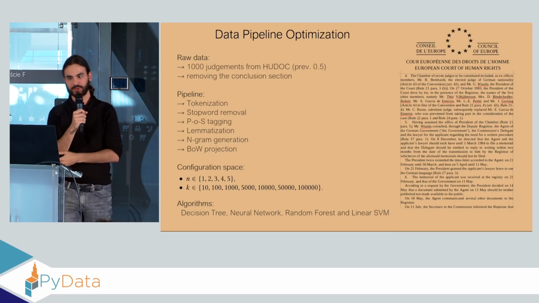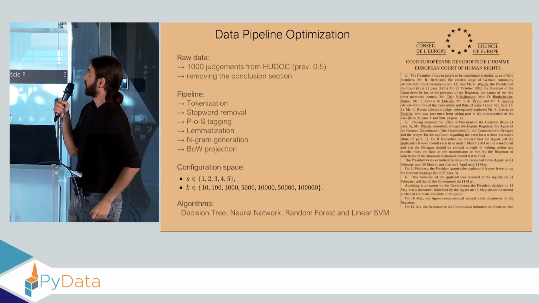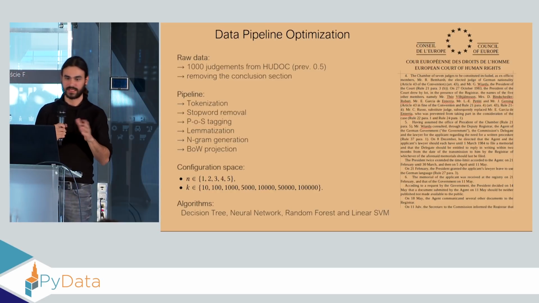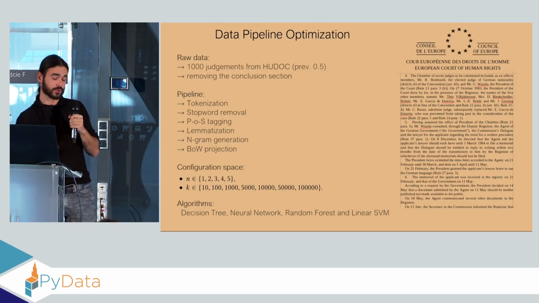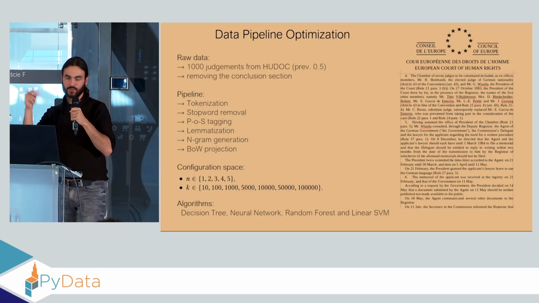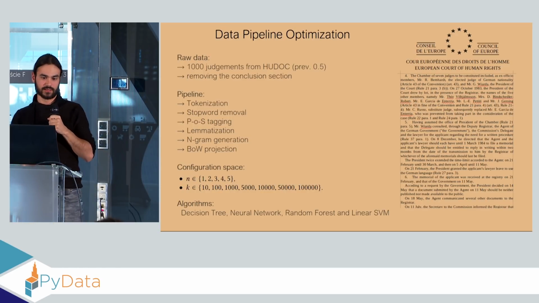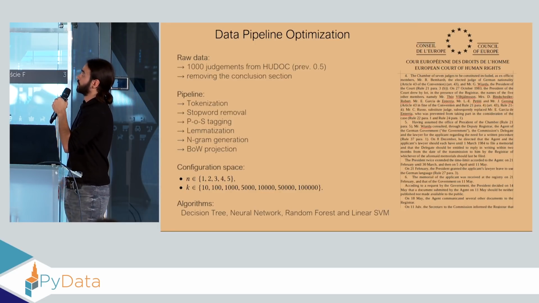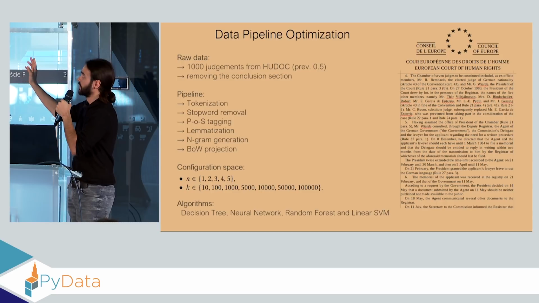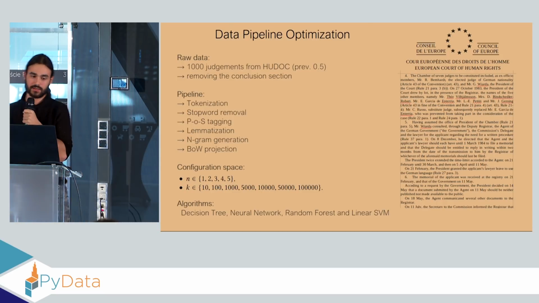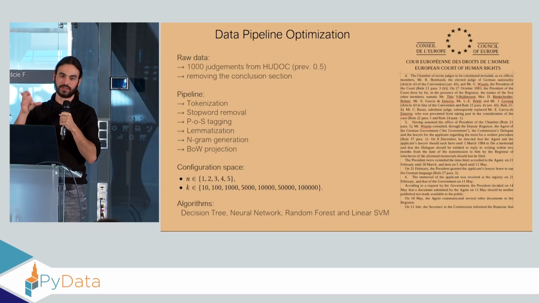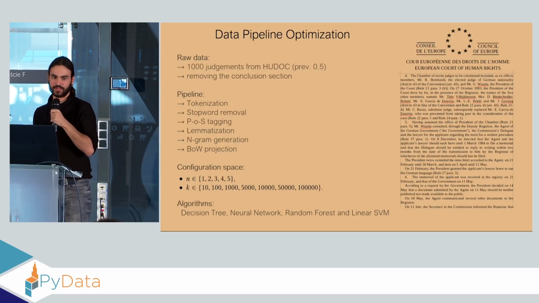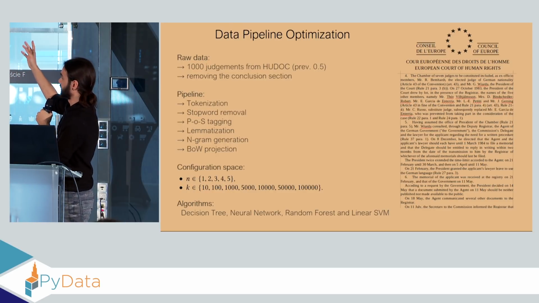So here are the experiments that I've done. I took 1,000 judgment documents from the European Court of Human Rights, so it's pure text. I removed the conclusions, of course, and I had the ground truth because it was already labeled. The pipeline that I set up was simply tokenization, which is really classic, stop word removal, part-of-speech tagging, lemmatization, and then I generate the n-grams, and finally I do a bag-of-words projection, and this bag of words is forwarded to different algorithms. I use decision tree, neural network, random forest, and linear SVM.